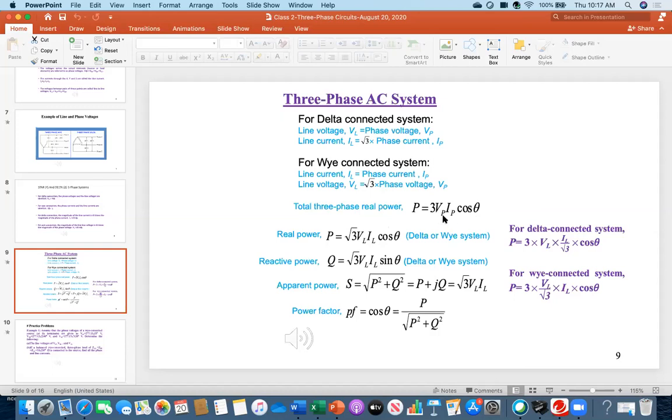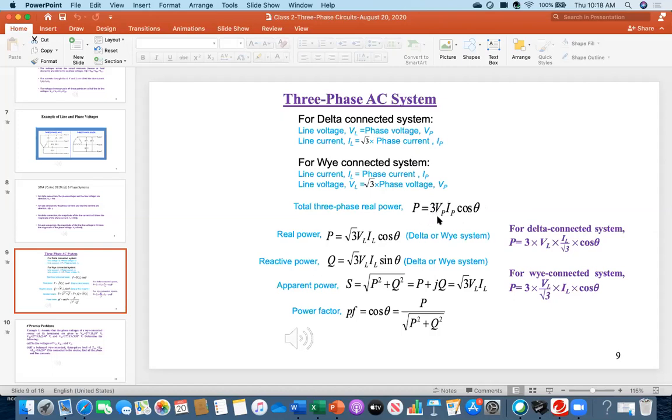You see, I have used the symbol phi to indicate the phase quantity. This is phase voltage VP, phase current IP, so the P symbol represents the phase quantity. Therefore VP IP cosine theta is for one phase, for example phase A or phase B or phase C. Because this is a balanced system, all three phases will have the same amount of real power. That's why I am multiplying by 3.